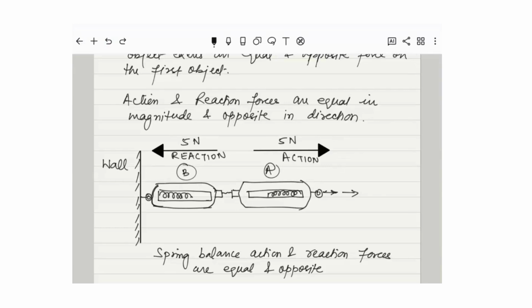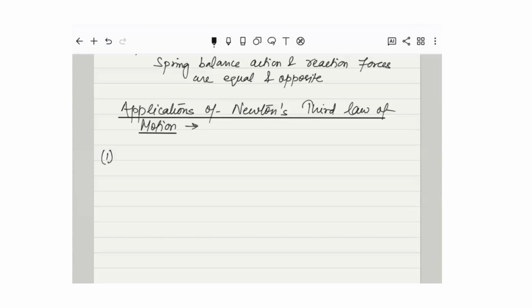Is that all? Application of Newton's third law of motion. Collision of two persons. This is an example of Newton's third law of motion. What happens when two persons collide with each other?